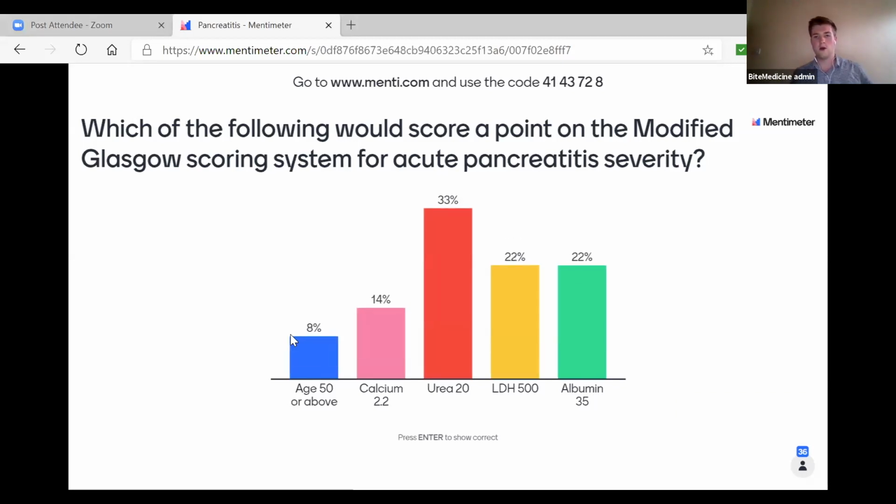Okay, a bit of a split vote here. The majority, 34% of you, have gone for a urea of 20. Next highest we've got is an albumin of 35. So let's have a look. And the majority wins. So urea of 20 is correct. So the modified Glasgow scoring system, let's learn a little bit about it and why it's important.